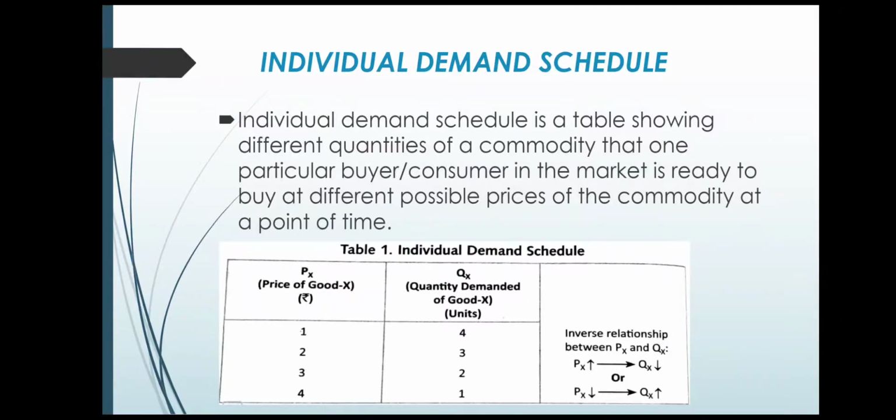When the price was rupees 1, quantity demanded was 4. When price increased to rupees 2, quantity demanded decreased and it came down to 3 units. When price rose to 3 rupees, quantity demanded decreased again and it reached 2 units. And when price increased to rupees 4, quantity demanded was 1. So with this schedule, we are able to see that there is an inverse relationship between price of a particular commodity and its quantity demanded. When price is high, the quantity demanded becomes low, and when price is low, quantity demanded increases. So this shows the inverse relationship.